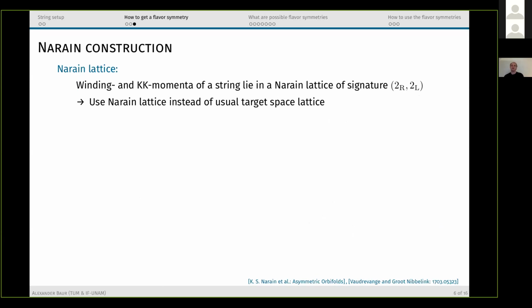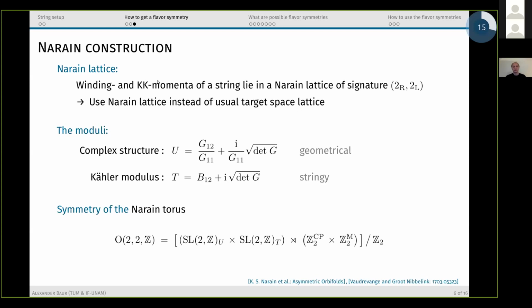It is really important that we consider this Narain lattice instead of the usual target space lattice, the usual 2-dimensional lattice, because this Narain lattice has two moduli. It has the complex structure modulus and the Kähler modulus. The complex structure modulus is a purely geometrical thing. If you have a 2-dimensional torus, you always have this complex structure modulus. But if you take the Narain construction, you also get this Kähler modulus, which contains the B field, for example, the Kalb-Ramond background field, which is, of course, important. You don't want to miss this. And this is why you should do a Narain lattice instead of a usual 2-dimensional lattice.